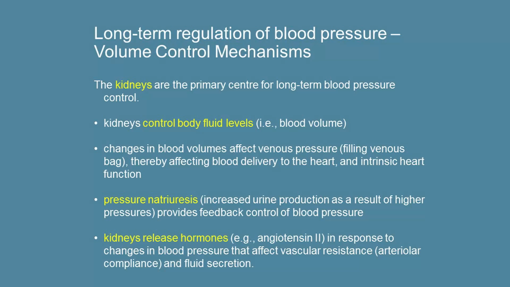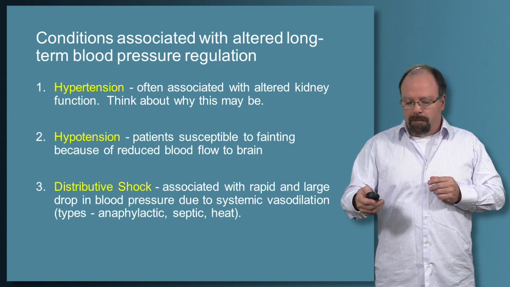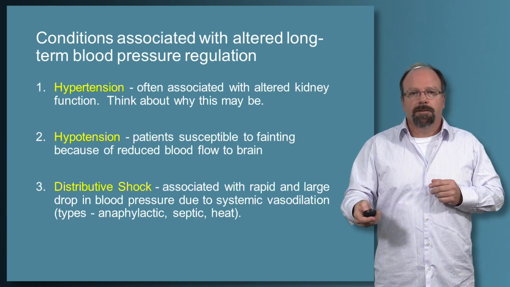There are a number of conditions associated with long-term blood pressure regulation. If your blood pressure is dysregulated, you can have hypertension, which is high blood pressure. You can have hypotension, which is low blood pressure. And there are various forms of shock, distributive shock, that ultimately lead to life-threatening events.